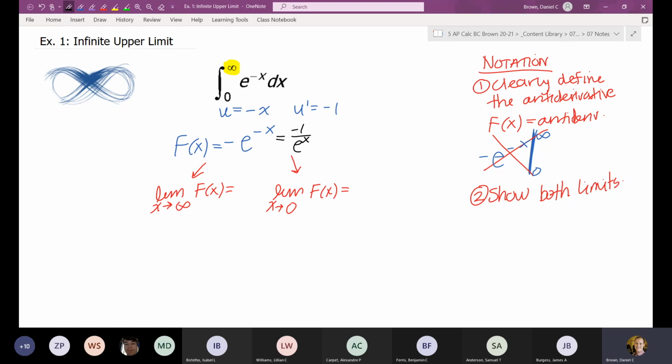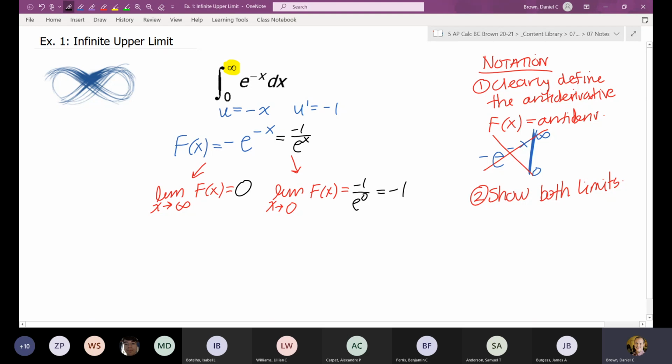So if x is going towards infinity, we have e to the x in the denominator. If your denominator is getting really, really large, then that fraction is going to go to 0. This other limit is a little bit easier to evaluate. I can plug in the 0 directly with direct substitution. E to the 0th is 1, which is going to give me -1.